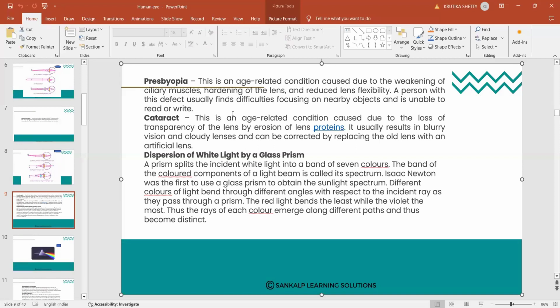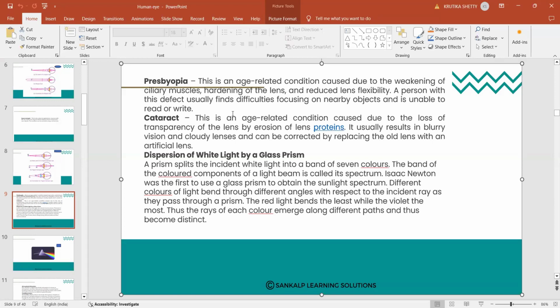So you can see due to the aging, the people will start using specs. That is because of these conditions: the ciliary muscles become weak, the lenses become hard and the lens flexibility is reduced. This defect is called presbyopia. Okay, so this is regarding presbyopia. Presbyopia can be corrected by using the convex lens here, students.